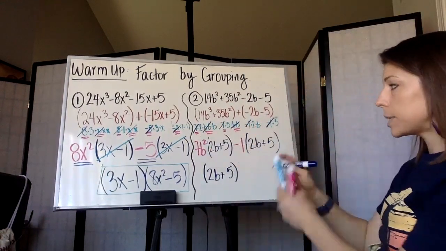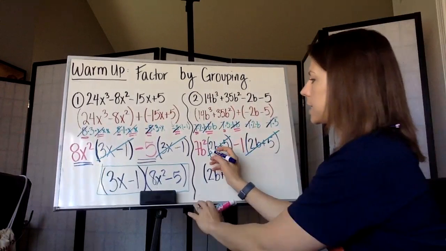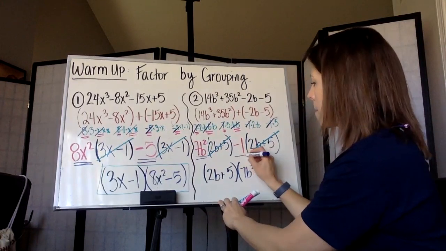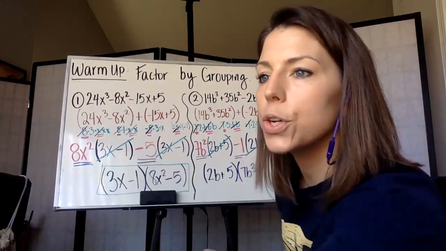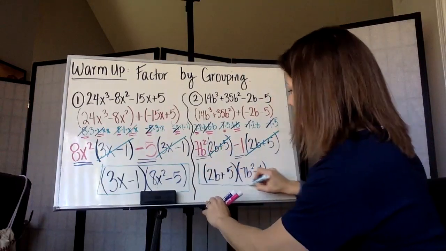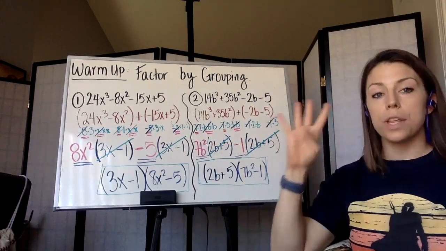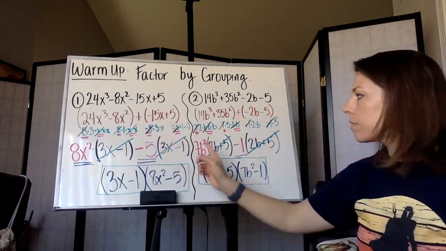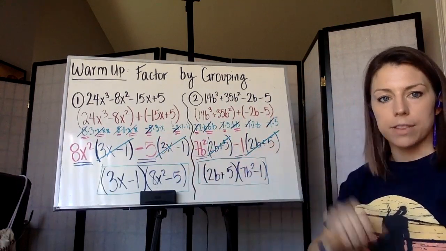Remember, just like we did up here, once we take that out, we look at what we have left. I see a 7b squared minus 1. And double check with my answer key. Yes, this is correct. So this is factor by grouping. Again, only when you have 4 terms, start by putting them into 2 groups, factor out the GCF, get that common binomial factor, factor it out, and then whatever you have left.